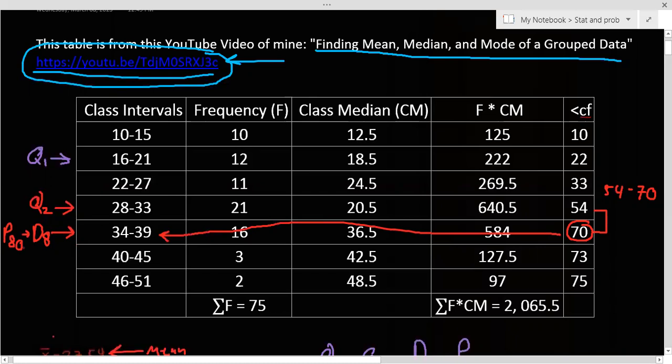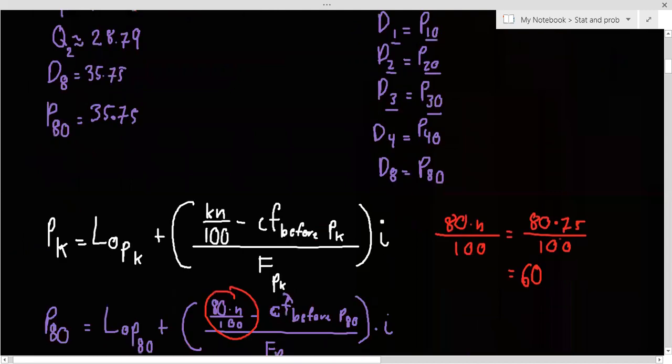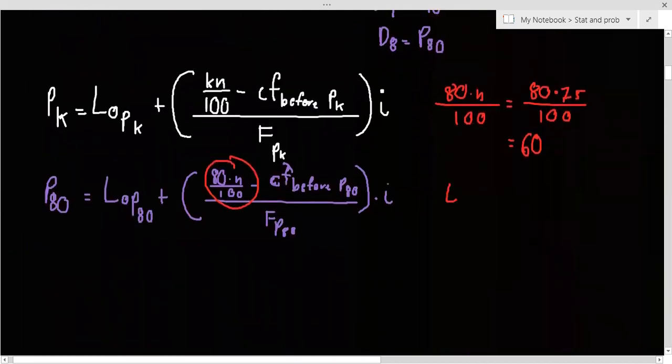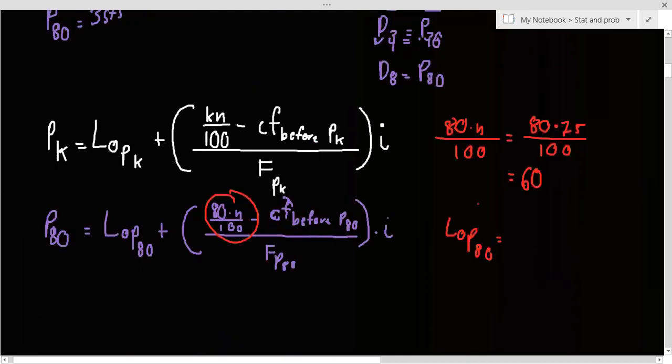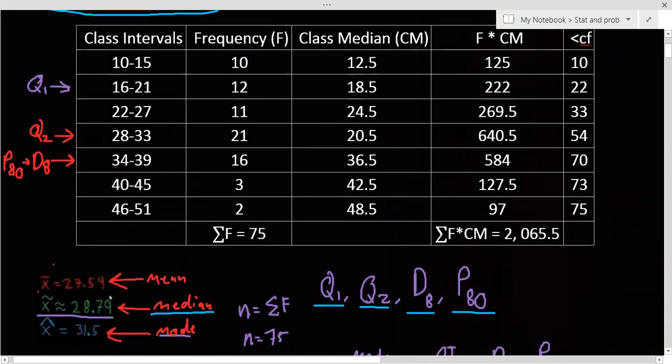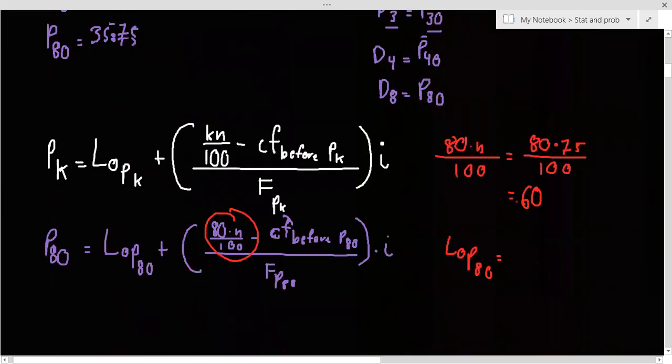So they are a pair with the 8th decile. The 8th decile and the 80th percentile are the same, especially since they share the same class interval. So now let's prove it with solutions. Because of that, we can now find the lower boundary of the 80th percentile. Since we have 34 as the lower class limit, we will subtract 0.5. So that would be 33.5.